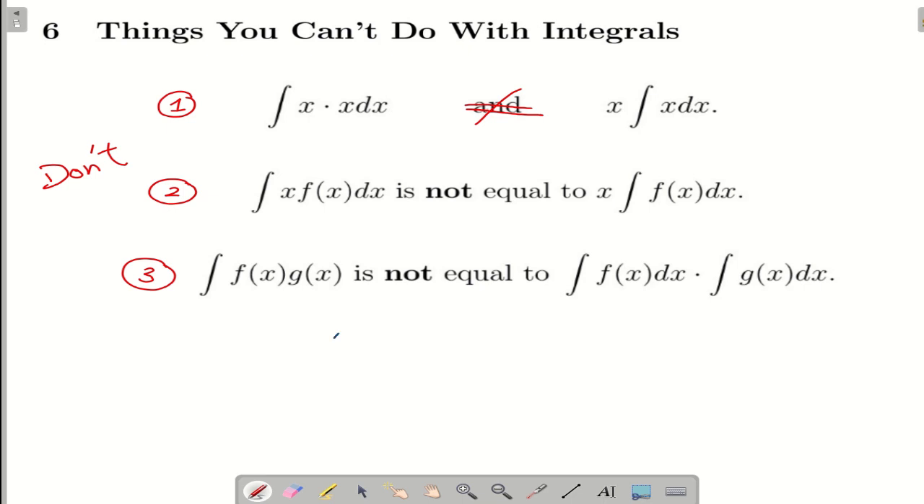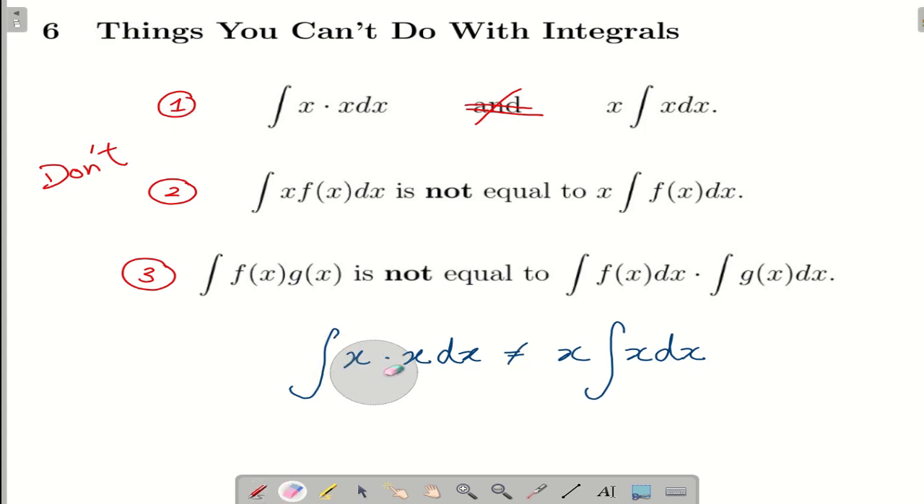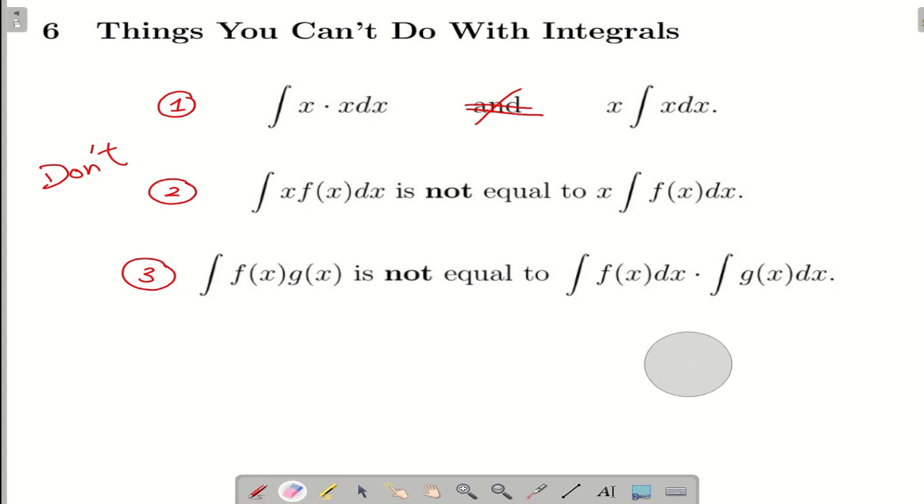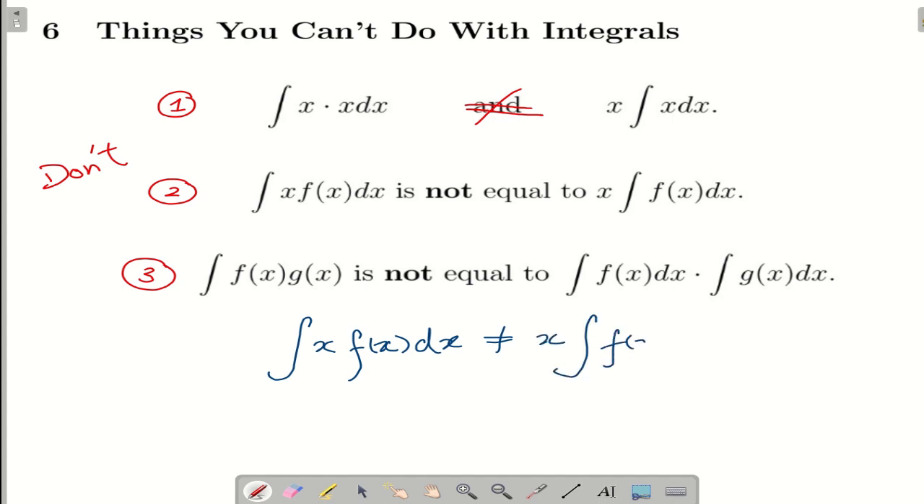For example, if you have integration of x multiplied by x, you cannot just take out one x here and integrate the x inside. These two things are not equal. So remember, if something is x respected, you cannot take out this function outside. And the second thing you don't do is that if you have integration of x multiplied by a function of x dx, it is not equal to x times the integration of the function of x.